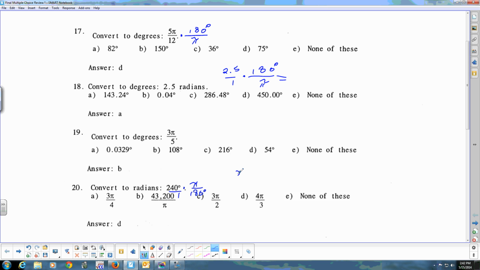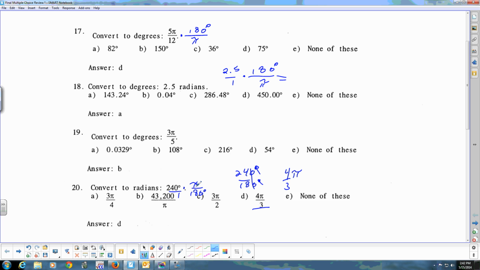So you type in your calculator 240 over 180. Notice the degree symbols cancel. Zeros cancel. Reduce this. What's it look like? A 6 goes into both, so 4/3. The pi value is still there, and there you go. Okay.